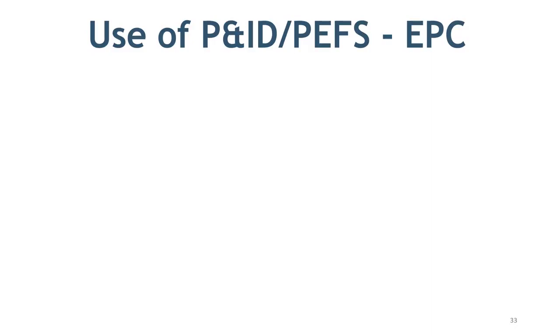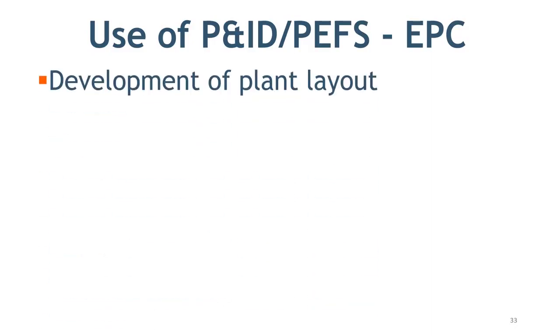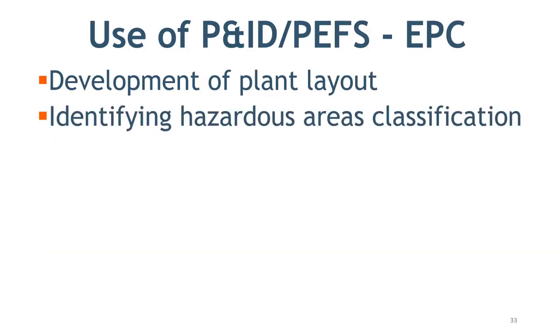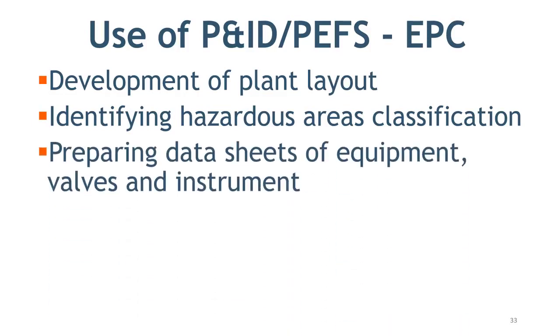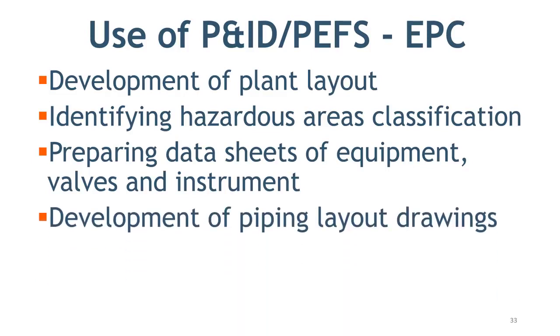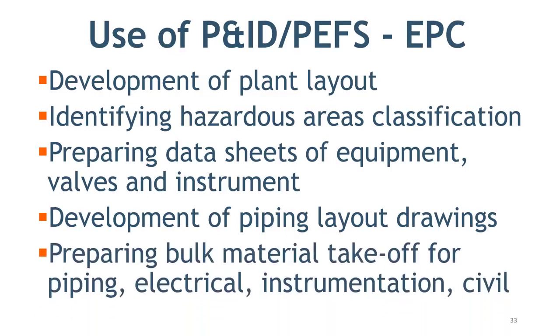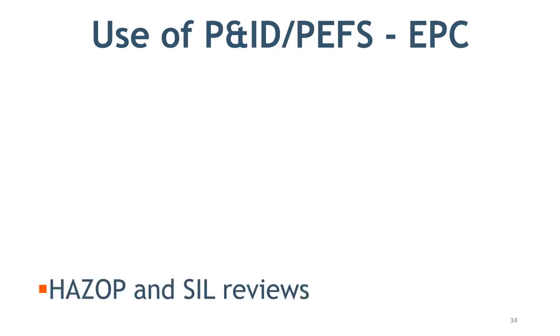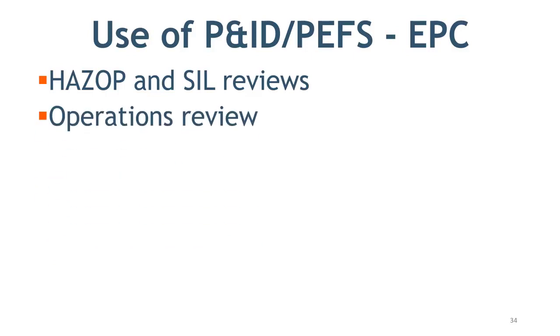Use of P&ID during EPC phase. During the EPC phase, P&ID is used to develop the individual unit layout. It is used to identify hazardous area classification, and to prepare datasheets of the equipment, valves and instruments. P&ID is used to develop the piping layout and to prepare bulk material takeoff for the piping, electrical, instrumentation and civil. It is a key document for various reviews such as HAZOP, SIL and operability review.